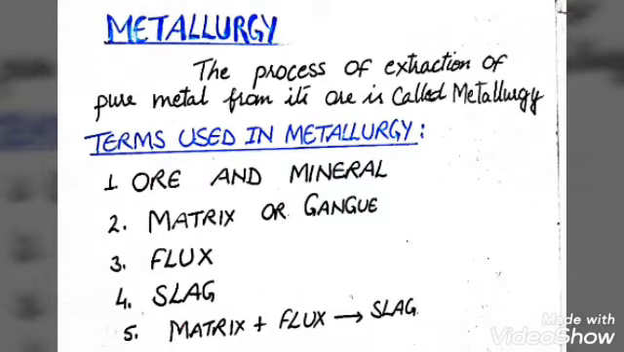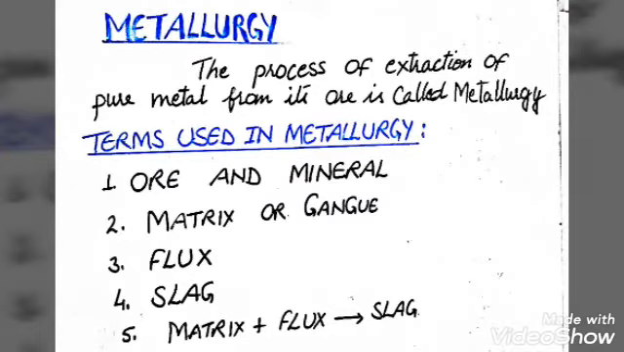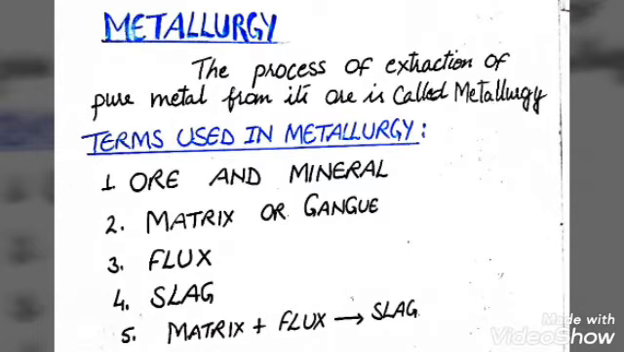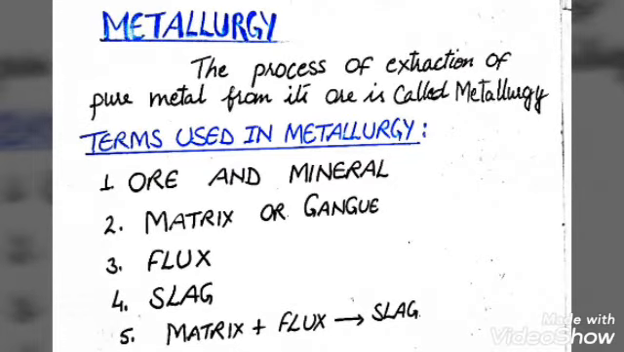Ore is that form of metal which contains a higher percentage of metal compound, and metal can be extracted conveniently and economically from it. In minerals, the percentage of impurities is high, so metal cannot be extracted economically from it. In ore and minerals, the metal compound is associated with some impurities.